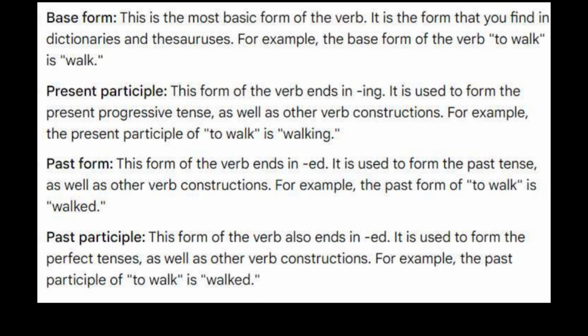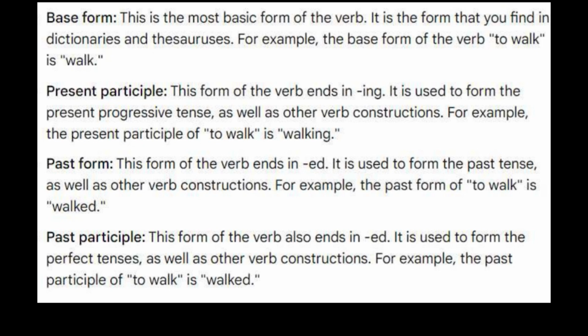So let's start with the basics. There are three main forms of verbs: the base form, the past form, and the past participle form. The base form is the verb as it appears in the dictionary, for example, to eat. The past form is the verb in the past tense, for example, ate. And the past participle form is the verb used in the perfect tense, for example, eaten.